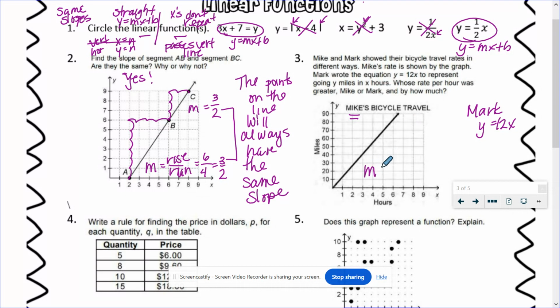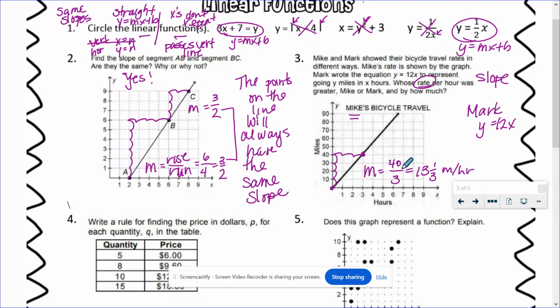So let's find Mike's rate. Rate is just another word for slope. So we're going to find rise over run. So let's pick 2 points that are perfect. That's a perfect point, and looks like that's a perfect point. So they are counting by 10. So 10, 20, 30, 40. And here we're counting by 1. So 1, 2, 3. And that does simplify to 13 1/3 miles per hour.